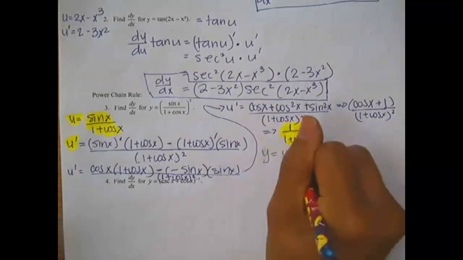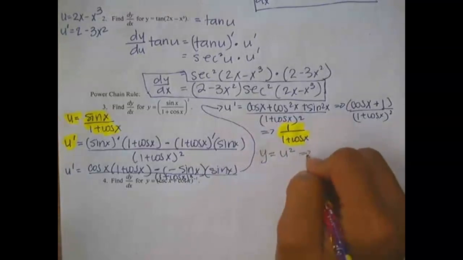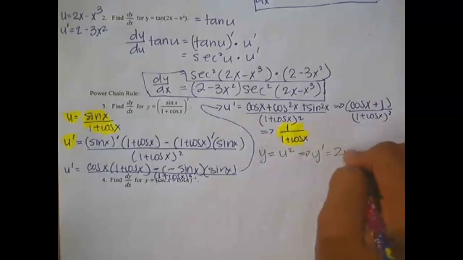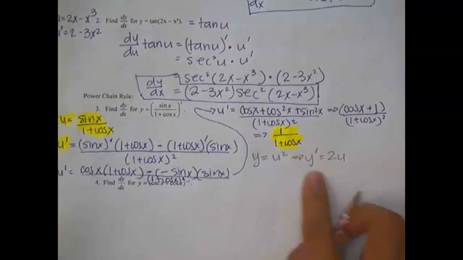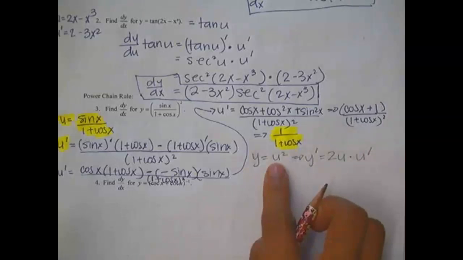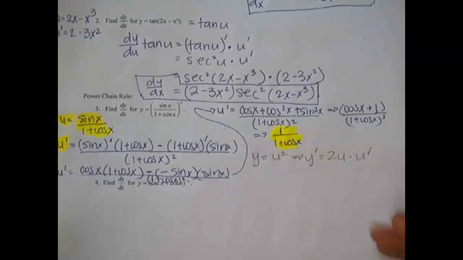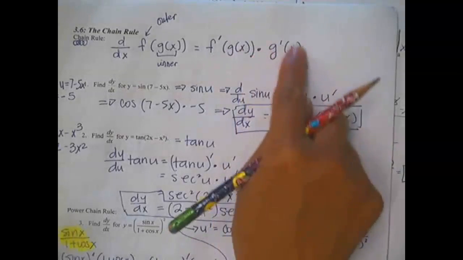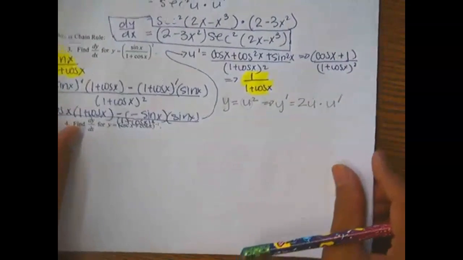Okay, so y equals, this is now u squared. So that means y prime with respect to u is just going to be 2u, because I'm doing the derivative, times u prime. Because whatever this inner component is, look at the chain rule. Whatever the inner component is, you always have to multiply by its derivative.